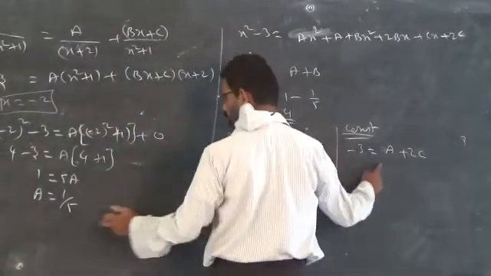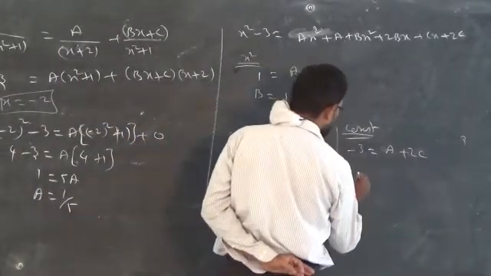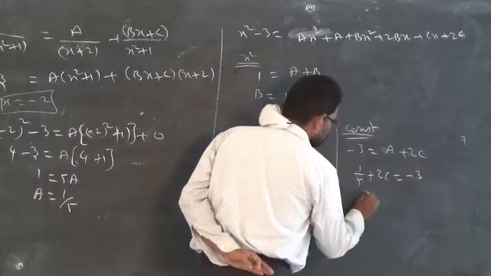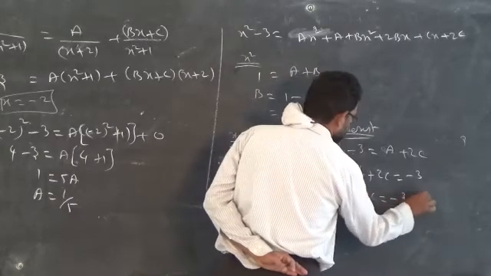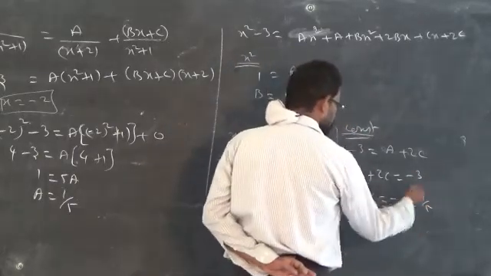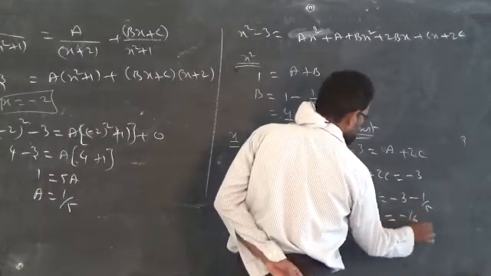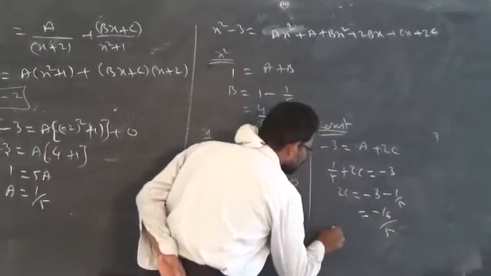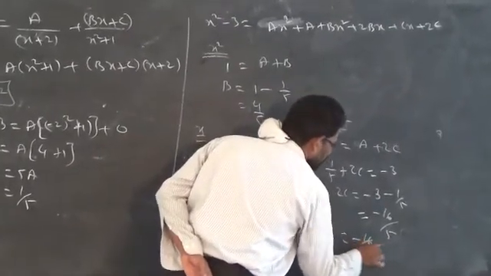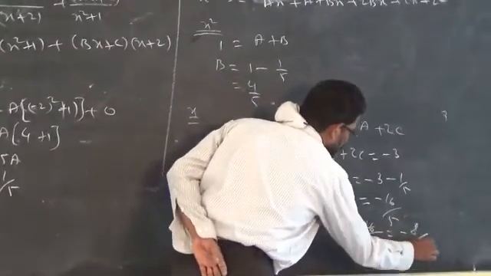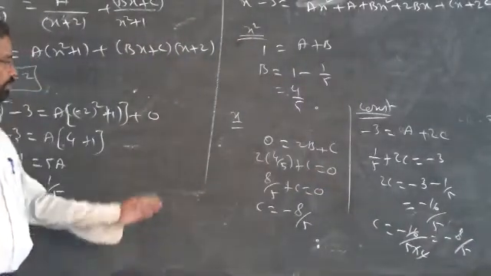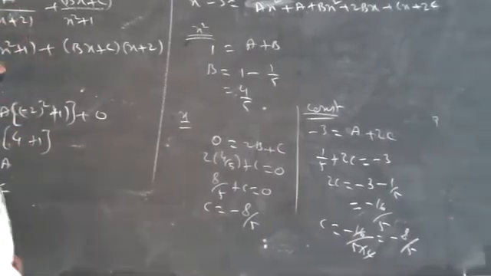So a is replaced by 1 by 5 because we found it already. So 1 by 5 plus 2c is equal to minus 3. So 2c is equal to minus 3 minus 1 by 5. Cross multiplying, you will get minus 16 by 5. I need only c. So c is equal to minus 16 by 5 into 2. When I cancel, I got minus 8 by 5. Same answer for c. Clear?